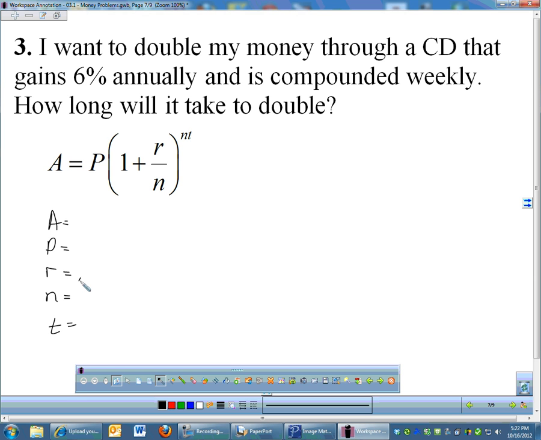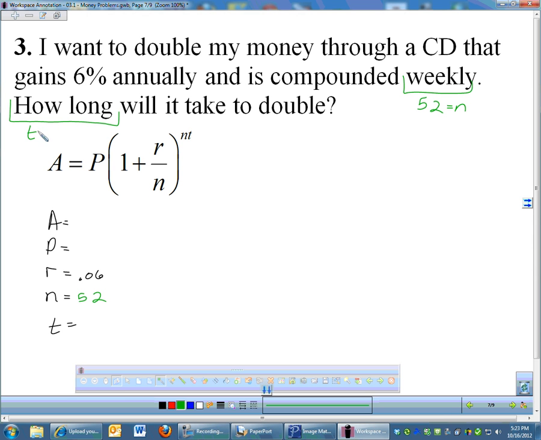Interest is 6%, so 0.06 for R. Compounded weekly. Now what you need to know is there are 52 weeks in a year. You need to know that. So N is 52. And I want to know how long it will take my money to double. Now how long is a T or a time question. So we don't know what T is. We don't know how long this is going to have to bake in order to double my money.